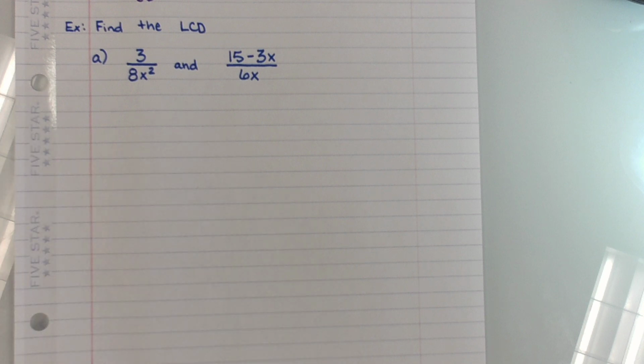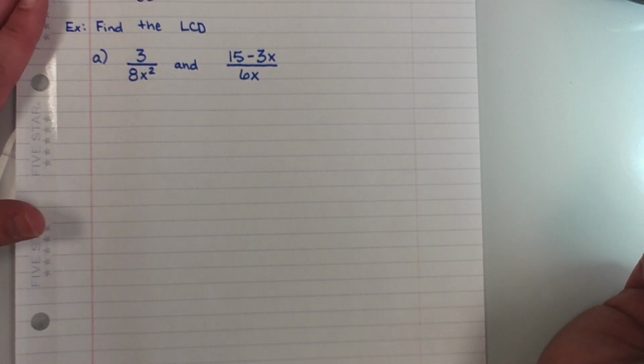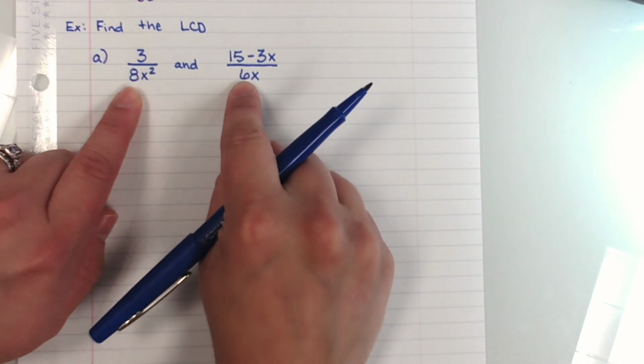Can I factor 8x squared? No, it's got no addition or subtraction. Can I do a prime factorization? Yes. Can I do like a factoring? No. How about 6x? No, can't factor either of them. So I need to find the smallest thing they both multiply into. If I want, I can list out that prime factorization, look what they have in common, or I can just work with this in pieces as well and say, okay, I'm going to start with my numbers.